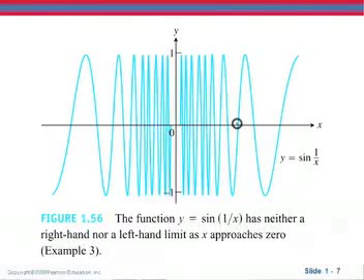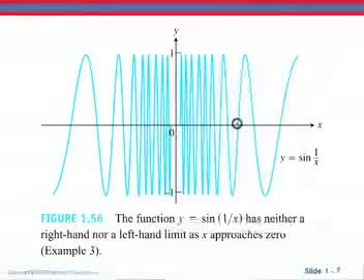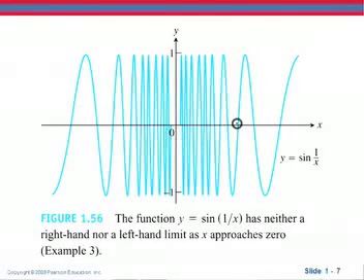Now here is another example of a function that has neither a right nor left-hand limit as x approaches 0. This is the function y equals sine of 1 over x. As x gets closer and closer to 0, the reciprocal 1 over x is going to grow without bound and become larger and larger. Since we are dealing with sine, remember that sine values are always between -1 and 1 inclusive. So this is going to continue to cycle between -1 and 1 repeatedly, and there is no limit as x approaches 0.